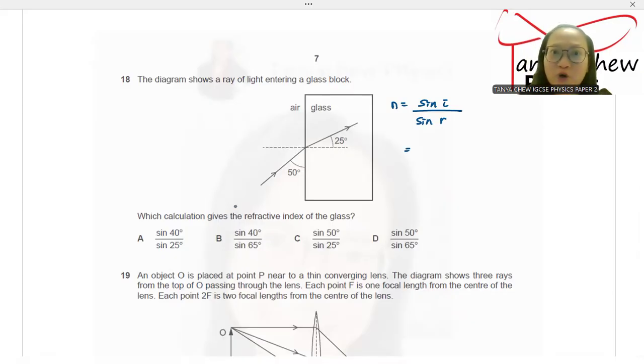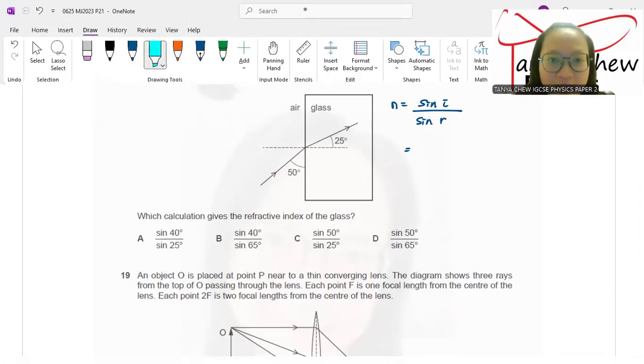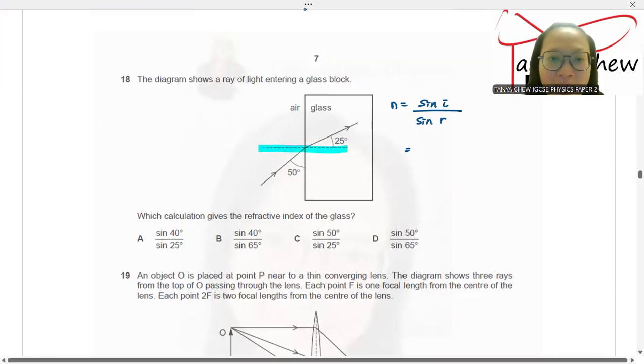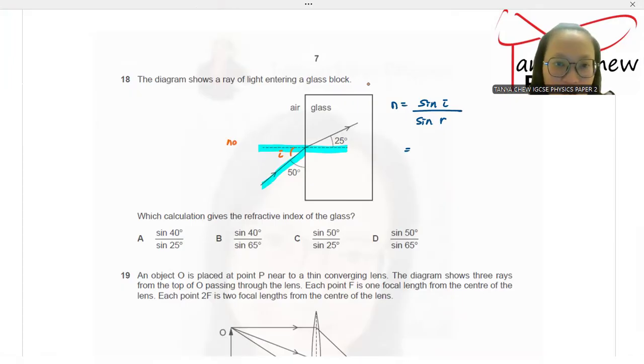But you have to be extra careful. You know why? Because the incident angle is the angle between the normal and the incident ray. So this is called the incident angle. What is normal? Normal is an imaginary line which acts perpendicular to the surface of the glass. So why do we need the normal? Because the normal is an indicator to measure our incident angle or refracted angle.